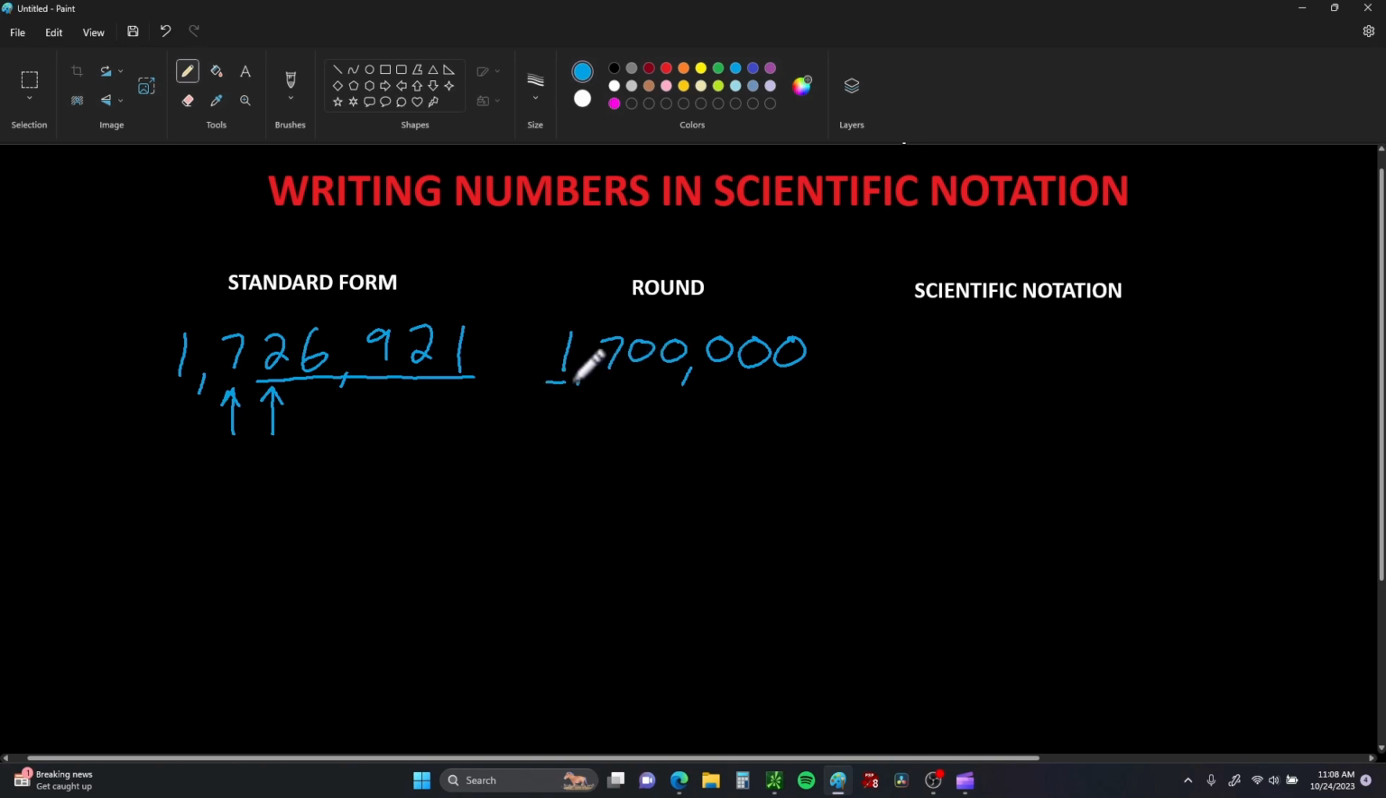And then this would be my leading digit, so I'd have 1.7. And then I count from here 1, 2, 3, 4, 5, 6. So this would be 10 times 10 to the 6th power.